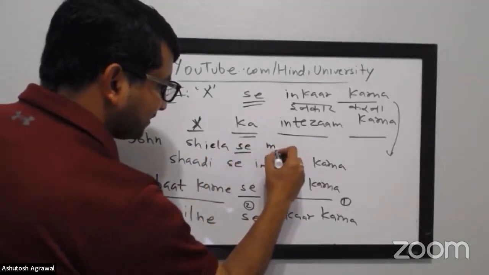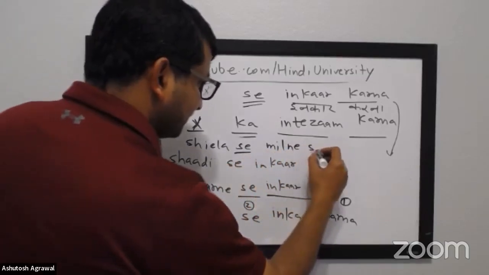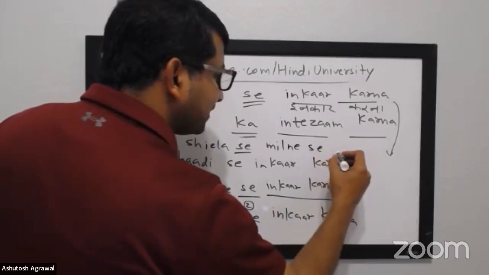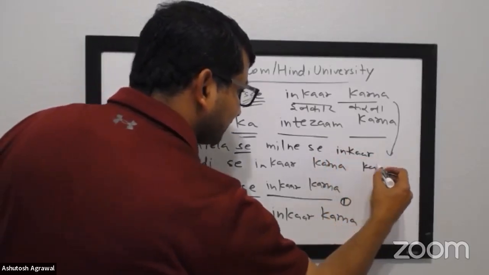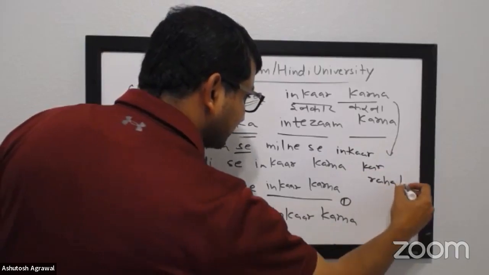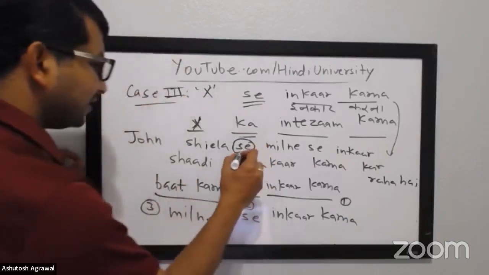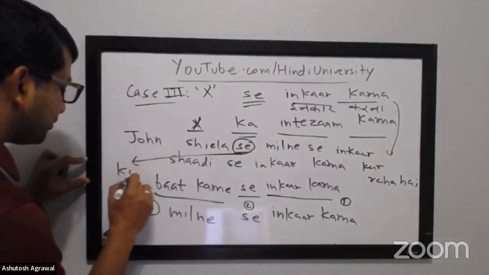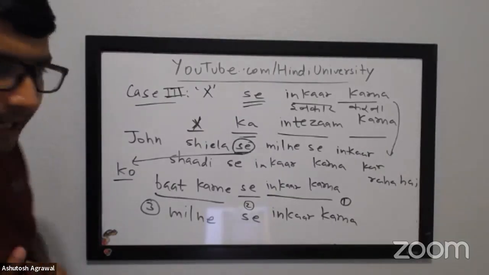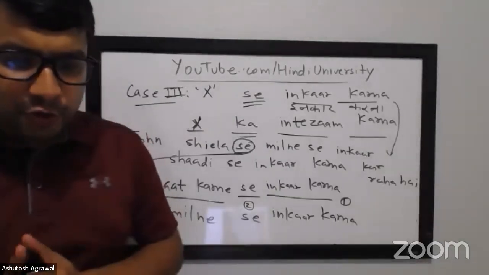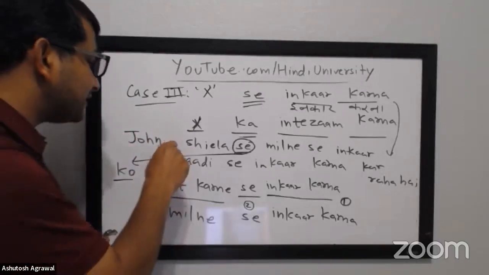"Se" versus "John Sheila se milne se inkar kar raha hai." So this is case number one. Are you going to say the question? Yeah, that's the question: are you going to use "se" or "ko" here? To me, "ko" works here. You will say "John Sheila ko milne se inkar kar raha hai."